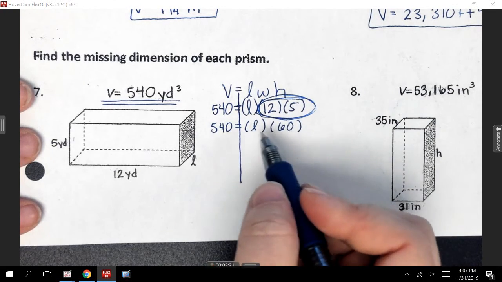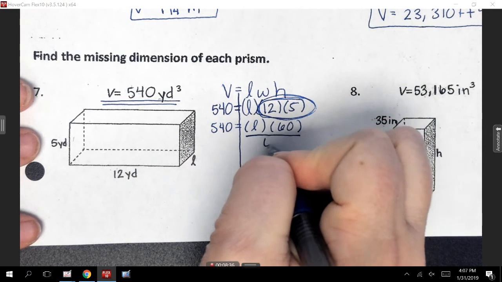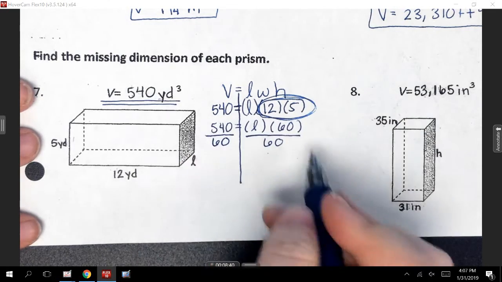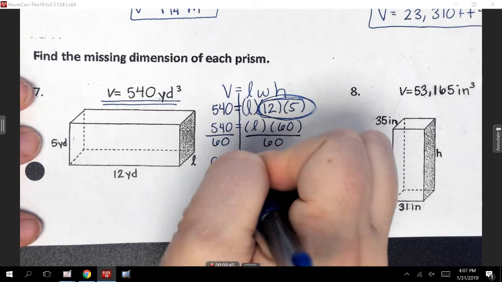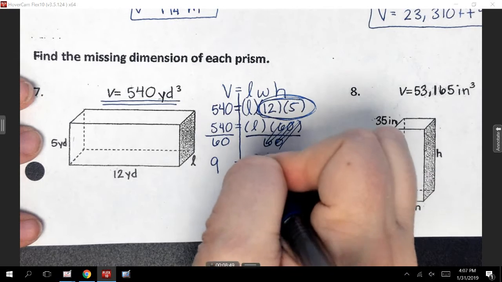Now that I have 60 and L by itself, this is multiplication. This is our one-step equation. It's going back to algebra that we did back way before Christmas. The opposite of multiplying is to divide, so we're dividing by 60. 540 divided by 60 will give me 9 equals, my 60s here go away, and I'm left with just L.